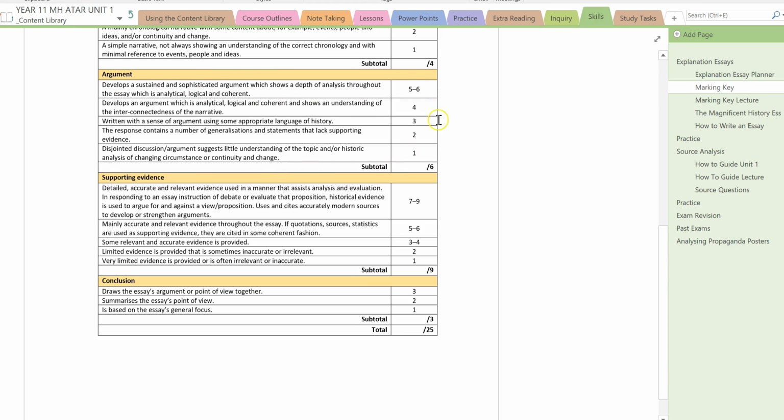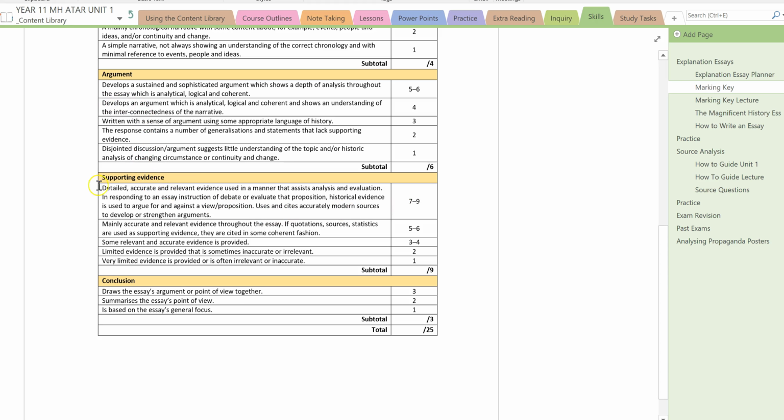Now, you've got to look at argument and evidence together, because if you have a strong argument but your evidence is weak, then that's not going to work out. That means you will actually get a lower mark there. They work together. You can't have an argument that is logical and coherent without good evidence. You can't have really good evidence without a clear argument. So this 6 and this 9, the possible 15, do form the bulk of your essay, and they make or break you in terms of marks.